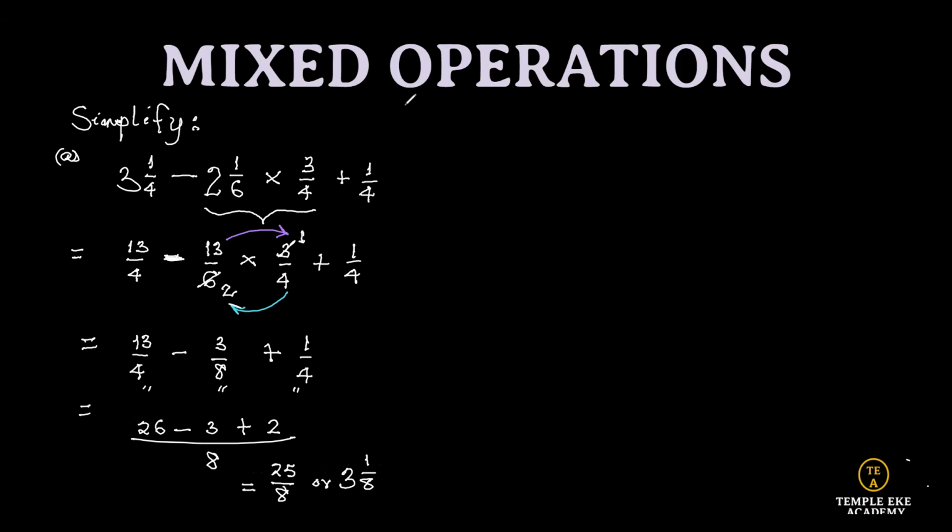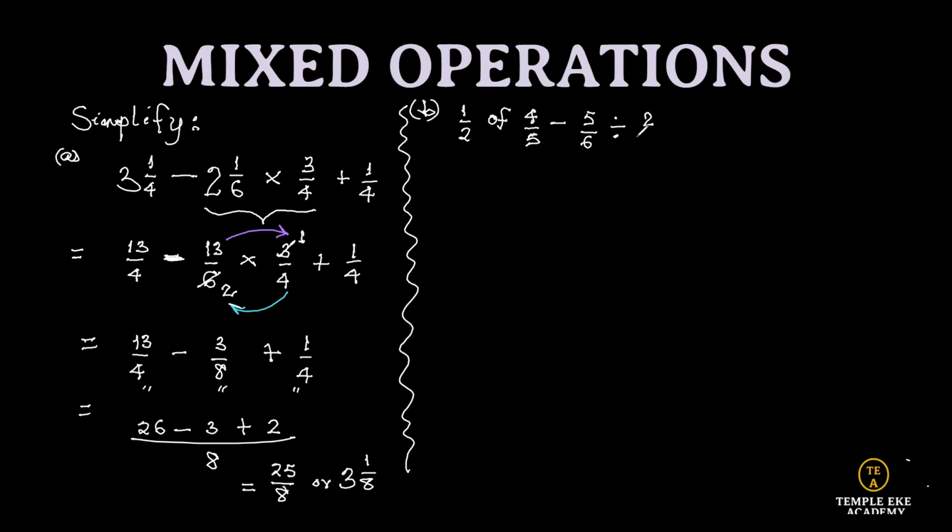Let us solve the second example. Example B, we're asked to simplify 1 over 2 of 4 over 5 minus 5 over 6 divided by 2 over 3 plus 2 over 5.